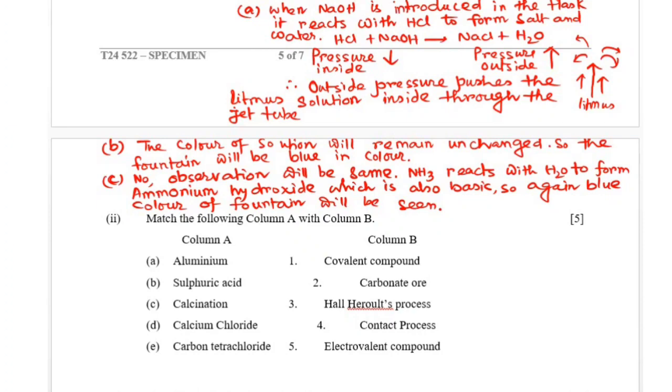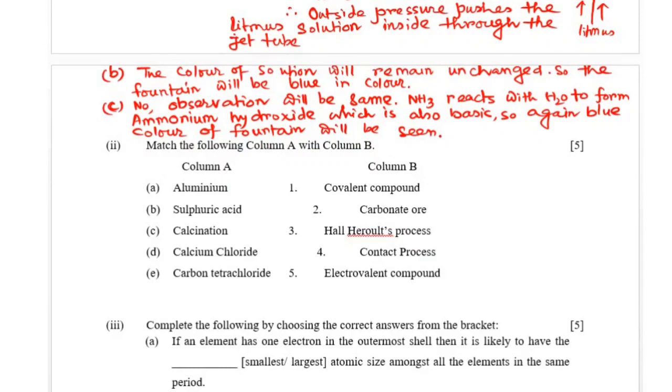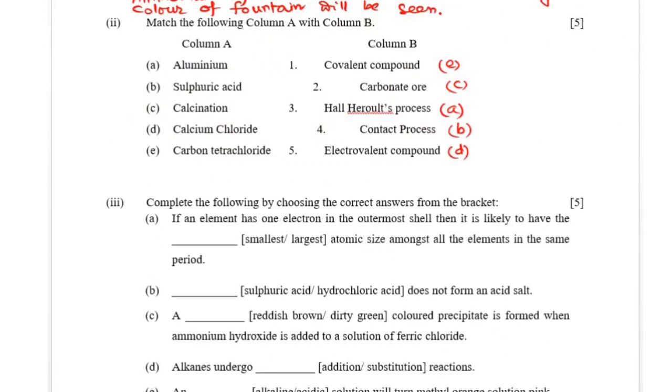Okay, let us move to the next, question number 2. Here is matching. We know that a metal and a non-metal form an electrovalent compound. When both are non-metals, a covalent compound is formed. So carbon tetrachloride, where carbon and chlorine are both non-metals, will be a covalent compound. And calcium chloride, metal and non-metal, will be an electrovalent compound. Catenation is the process of carbon.